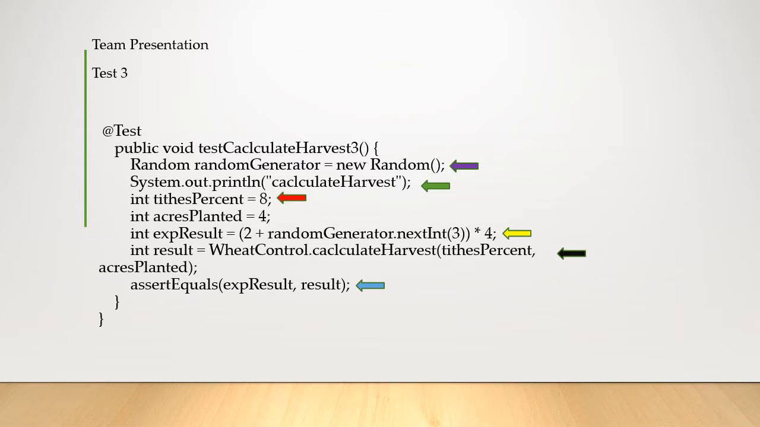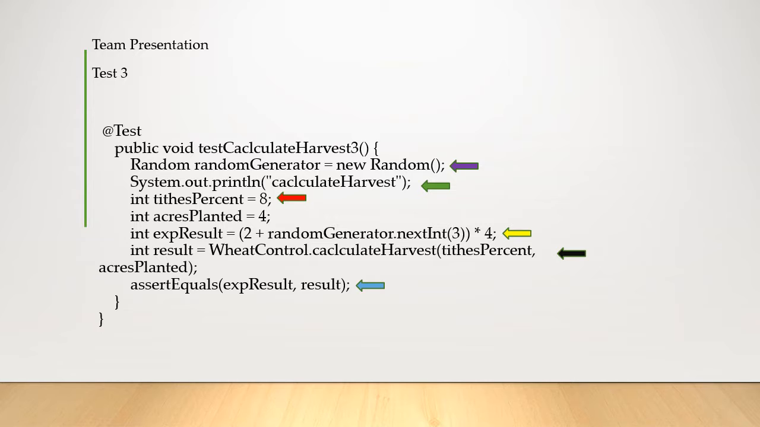Now on to slide 2. Our team created 3 test functions for the calculate harvest method. This is the third test that was created. And as you can see there, it is testCalculateHarvest3.